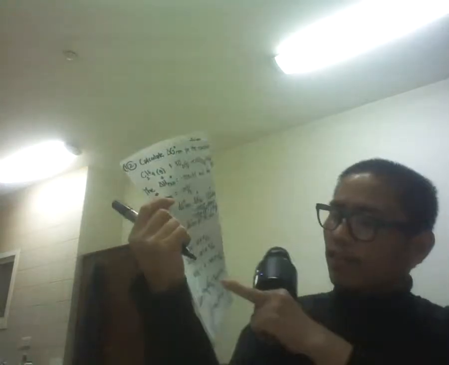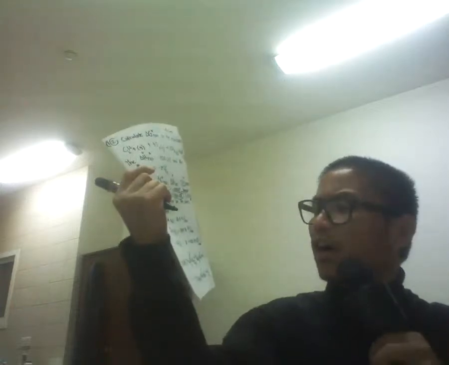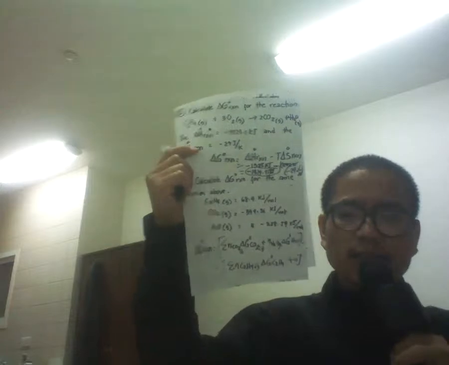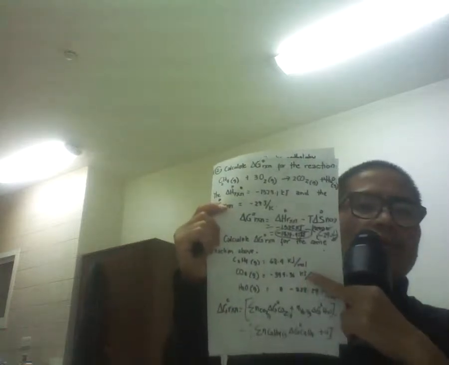So delta G of the reaction. Okay, so substitute values. So 2 moles times the standard free energy of CO2 gas here. So this is negative 394.36. Number 2 here. So substitute: 2 times negative 394.36 kilojoules.